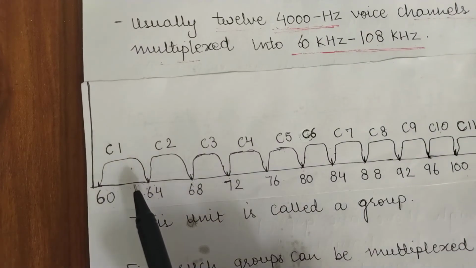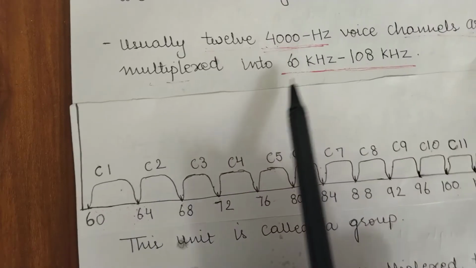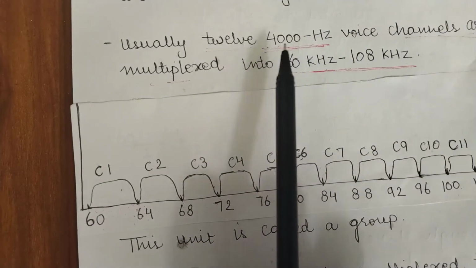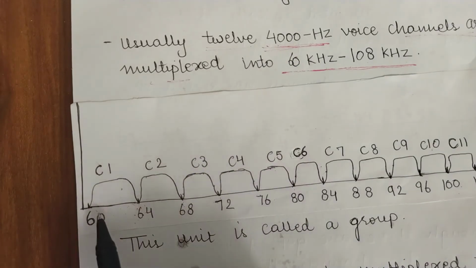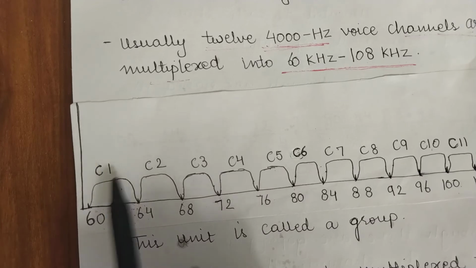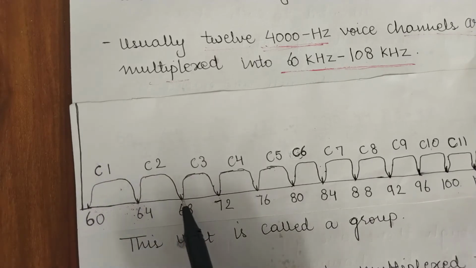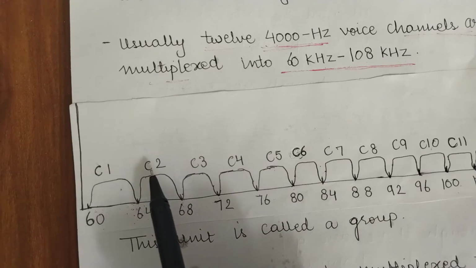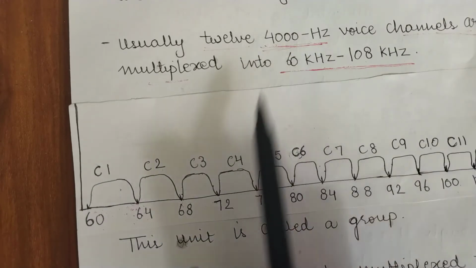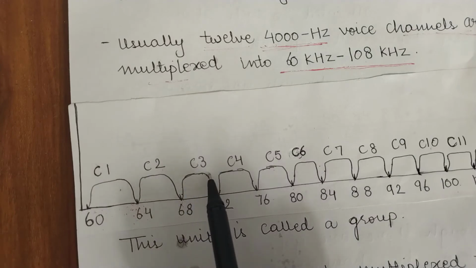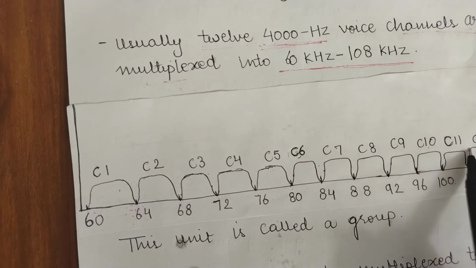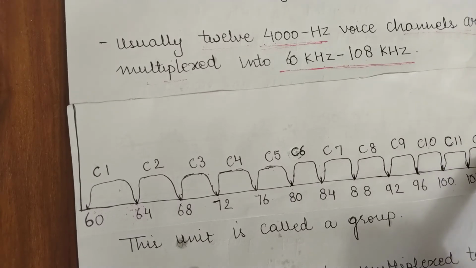So such different frequency spectrums having the same frequency range of 4000 hertz are occupied by each channel. So 60 to 64 makes it 4000 hertz occupied by channel 1. 64 to 68 makes it 4000 hertz, again occupied by channel 2. 68 to 72 again makes it 4000 hertz, that is occupied by channel 3, and so on. It continues till the frequency of 108 occupied by channel 12, right?